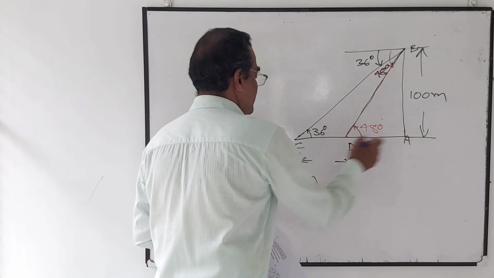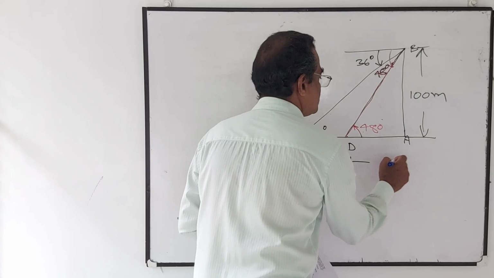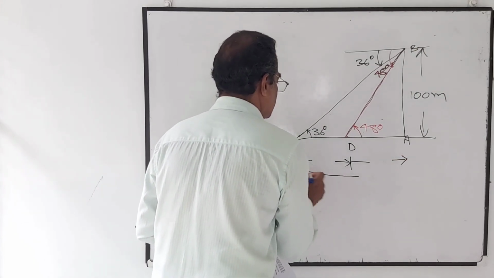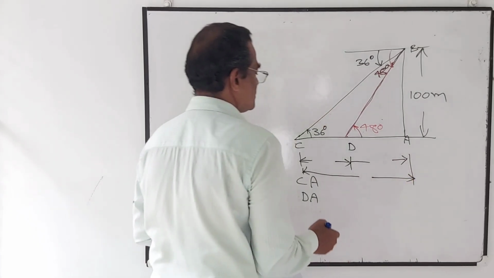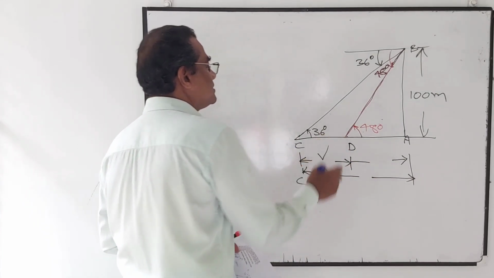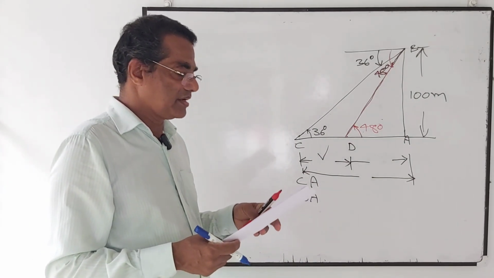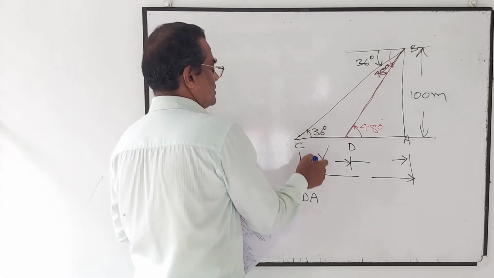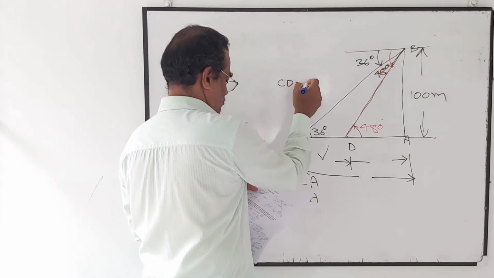Then after getting CA and DA, this CA is this whole distance. From this whole distance, if DA is deducted, then we will get CD. That is the distance between the two ships. So you can find out by yourself. And the answer is, CD in this case is 48 meter.